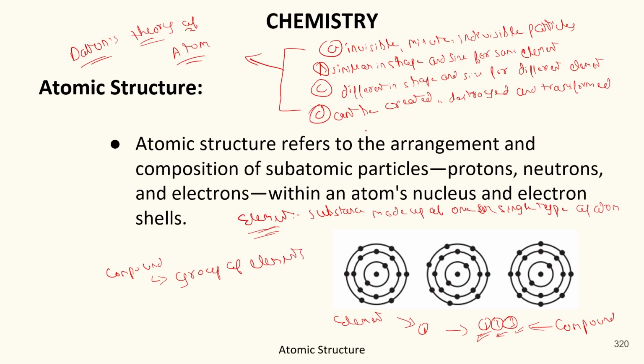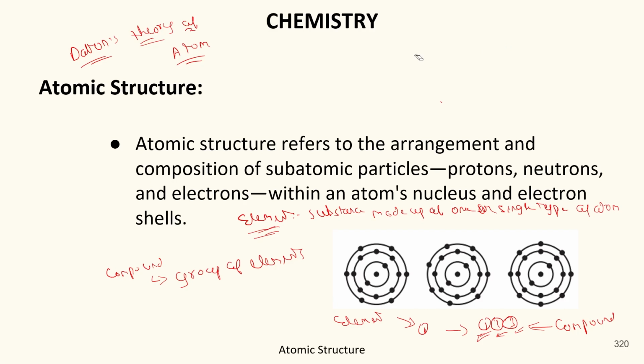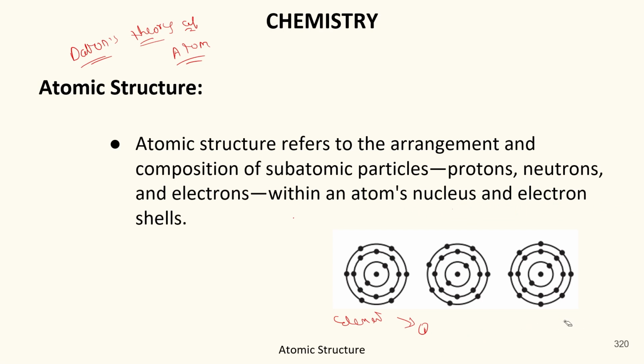And third and the fourth point, he said that atoms cannot be created, they cannot be destroyed, and they cannot be transferred from one to another. So these were the points of Dalton's theory. And this theory failed. The question is on which grounds this theory failed. So let's understand the grounds on which this theory failed.